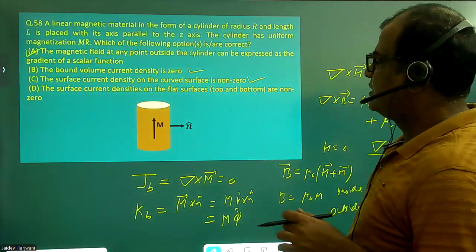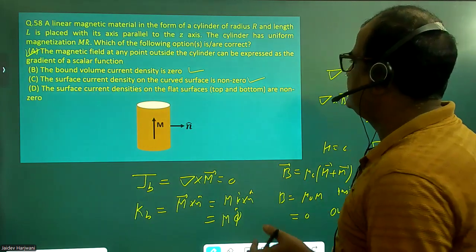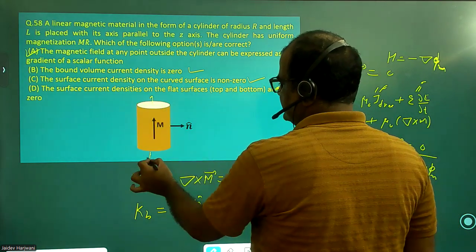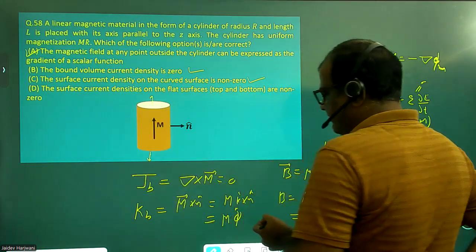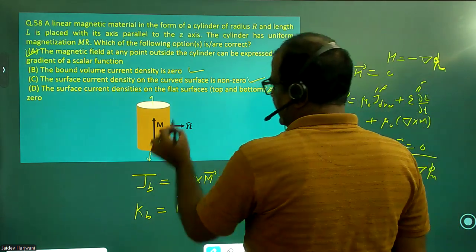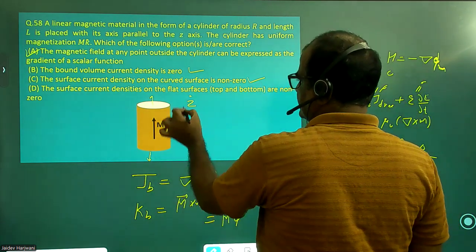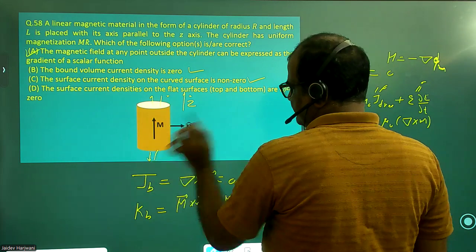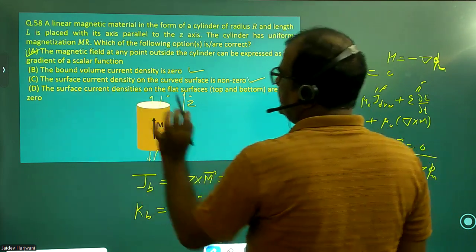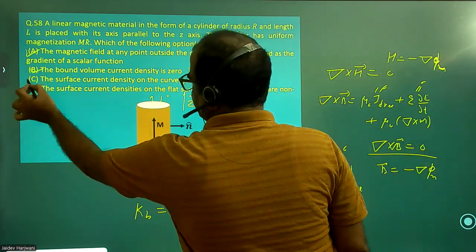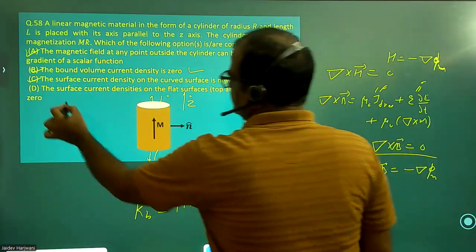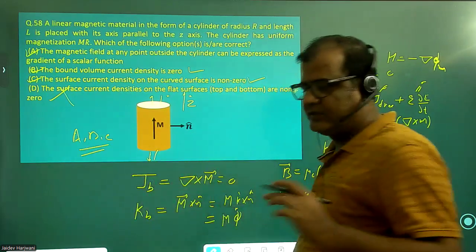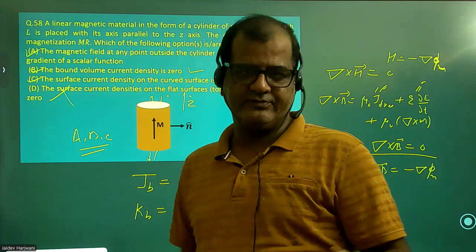Now let us talk about the last option, the surface current density on the flat surfaces. We already talked about the curved surface, but we didn't talk about the flat surfaces. So what will happen on the flat surfaces? M is in the z cap direction, and n is also in the same direction, so M cross n will become 0. So for option D, the flat surface current density is zero, while the statement says it is non-zero, so option D is not correct. So options A, B, C are correct for this question. Hope you understand the solution. Thank you very much.